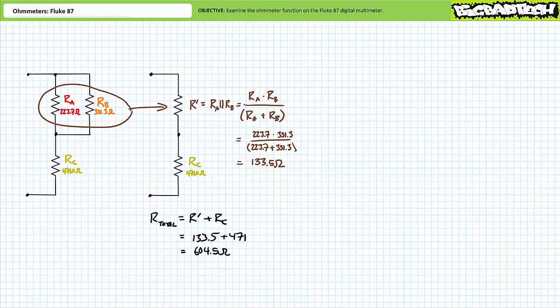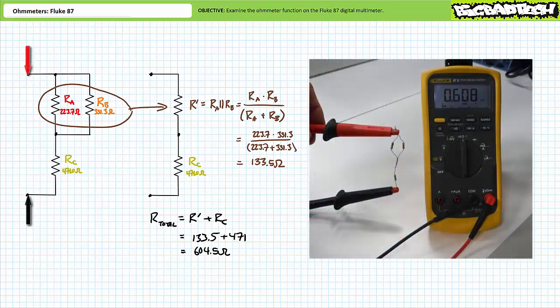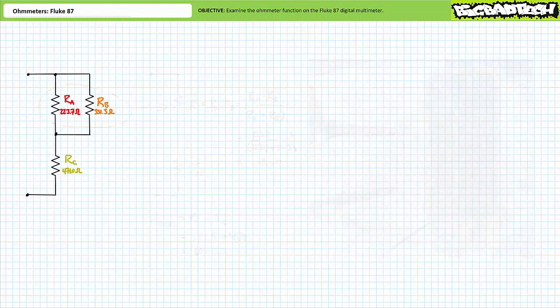The total resistance of this series parallel circuit is our imagined resistor R single prime in series with resistor C. When R single prime is taken in series with resistor C, we might expect the total resistance of this series parallel combination to be 604.5 ohms. The ohmmeter confirms this fact to a reasonable degree of accuracy. Note resistors A and B are in parallel with one another, and this parallel combination is in series with resistor C. Let's use this circuit to examine the measurement of resistances internal to a larger circuit.